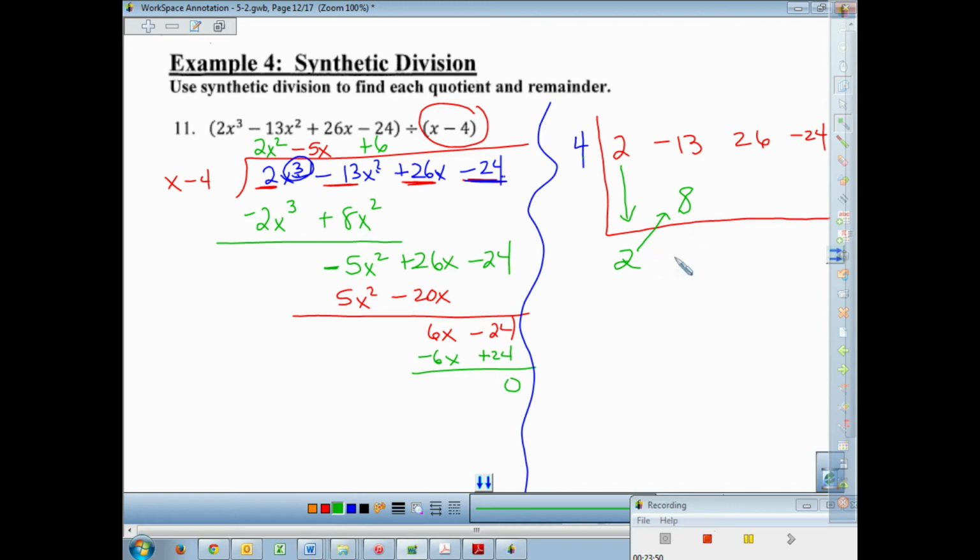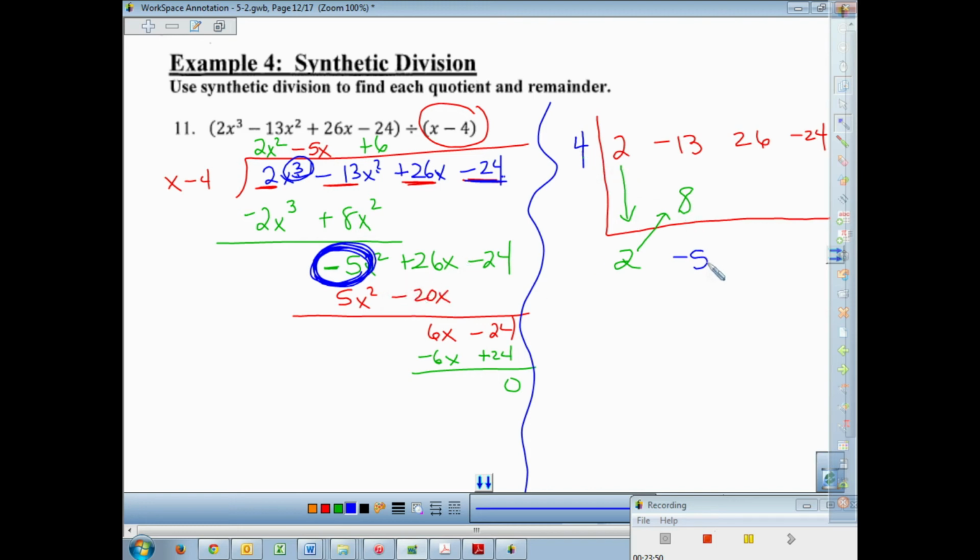Negative 5. Now I want to stop and start to notice something. Do you see? That's what we got when we did it before. See that negative 5? Isn't that right there where that came from? That negative 5. Awesome.